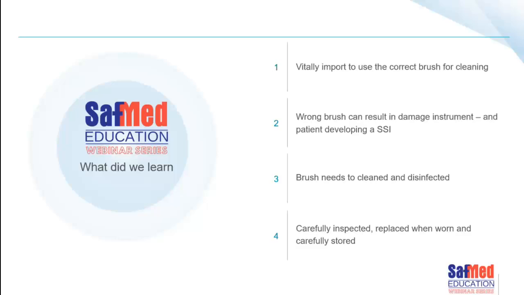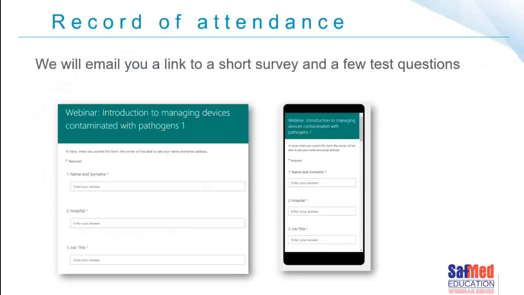Remember, it is vitally important to use the correct brush for cleaning. The wrong brush can result in damage to the instrument and the patient developing a surgical site infection. The brush itself needs to be cleaned and disinfected. We need to carefully inspect them. We need to replace them when they're worn, and we need to store them carefully. If they are worn and damaged, we won't be able to clean or disinfect the brush properly, which then means we will continuously recontaminate the devices that we are trying to clean. Hopefully that made good sense.